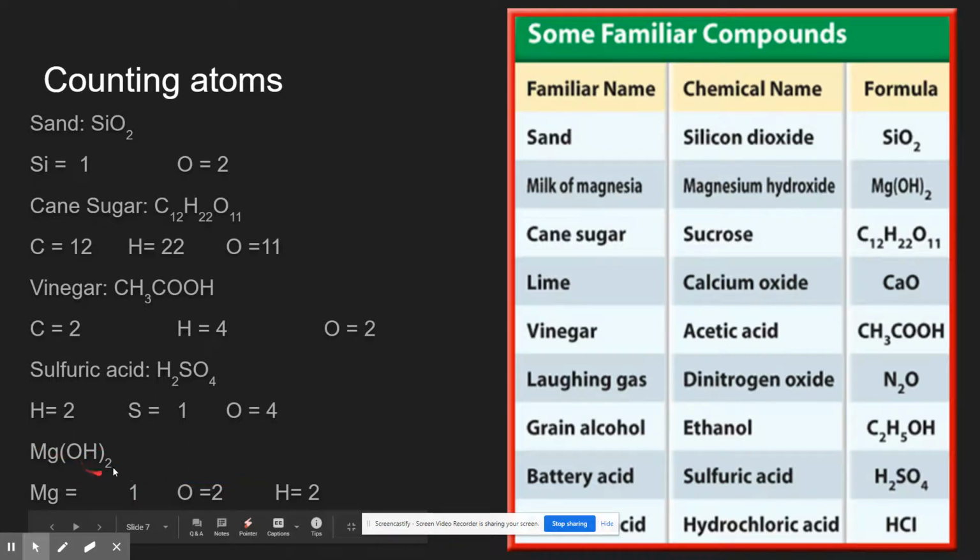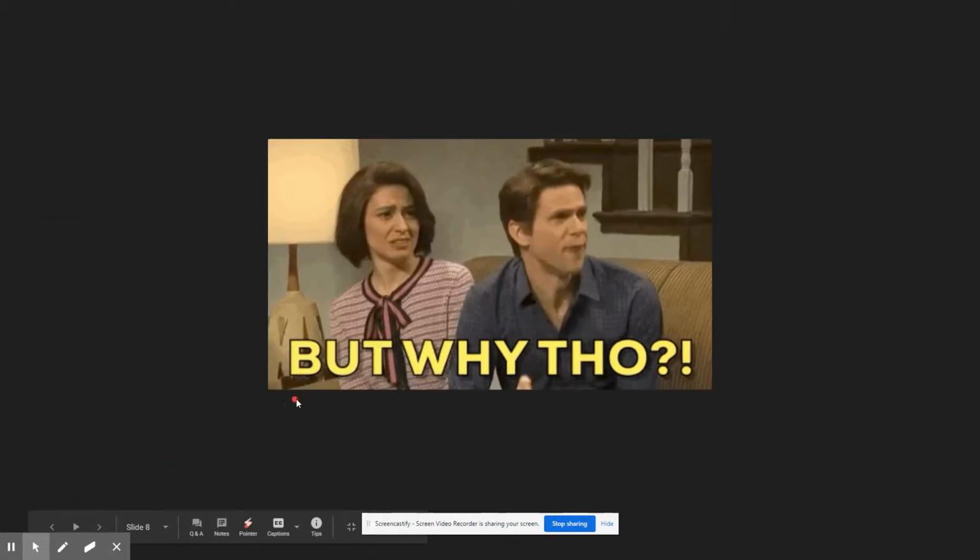So you multiply this number by what is on the inside of the parentheses. If this was a 2, you'd multiply 2 times 2. There'd be 4 oxygen. All right, but since it's just 1, it would be 2 times 1, 2 times 1.